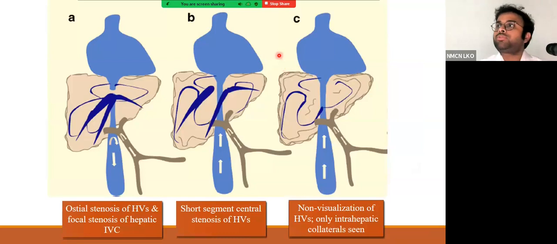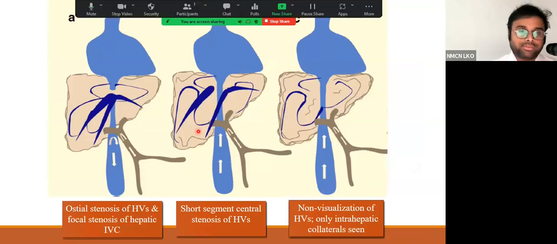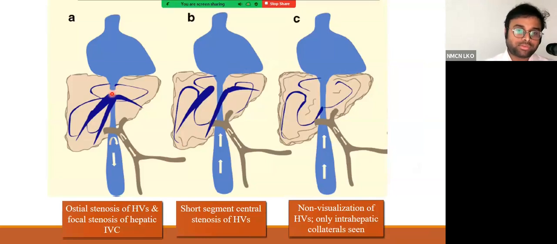Again, a schematic diagram showing various types of Budd-Chiari syndrome. Here in this first image, we can see ostial stenosis of the hepatic vein and focal stenosis of the IVC with formation of collaterals. In this image, we can see short segment central stenosis of all the hepatic veins. Normally, the hepatic vein should drain into the IVC here, but this is the stenosed region. Here, in this image, there is non-visualization of all 3 hepatic veins with multiple intrahepatic collaterals.